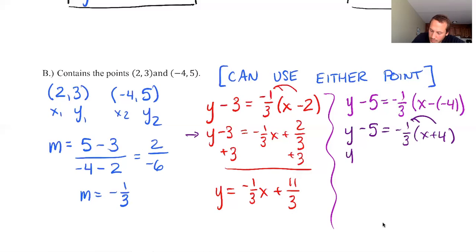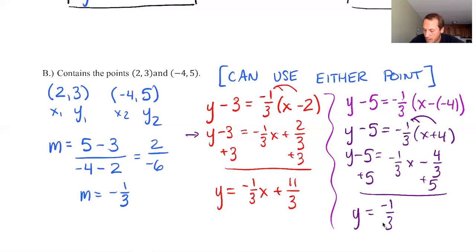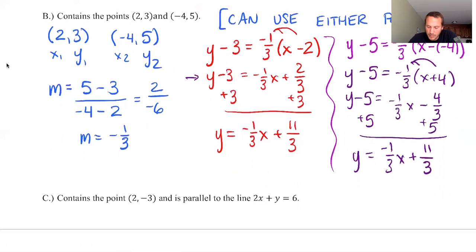If we distribute this, I get y minus 5 is equal to negative 1/3 x. This here is going to give me negative 4/3. And when I add 5 to both sides, I get y equals negative 1/3 x. So as you can see, that's the same. And then from there, negative 4/3 plus 15/3 still gives me 11/3. Okay, so it's important to take a look at that.